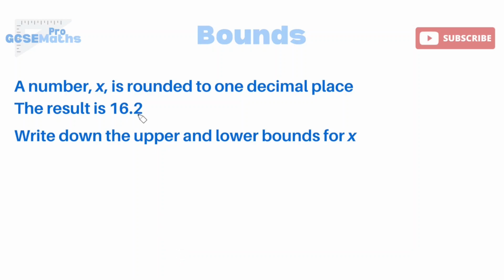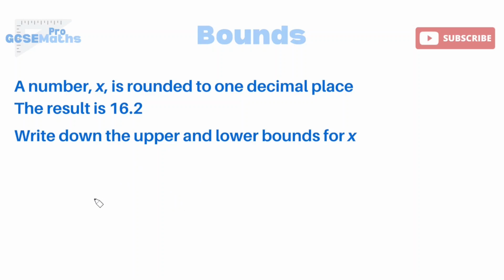upwards to 16.2? And then for the upper bound, we're saying, okay, what's the biggest number it could have been that I would have still rounded it down to 16.2 when looking at just one decimal place? So we're looking for a lower number and a higher number than 16.2.